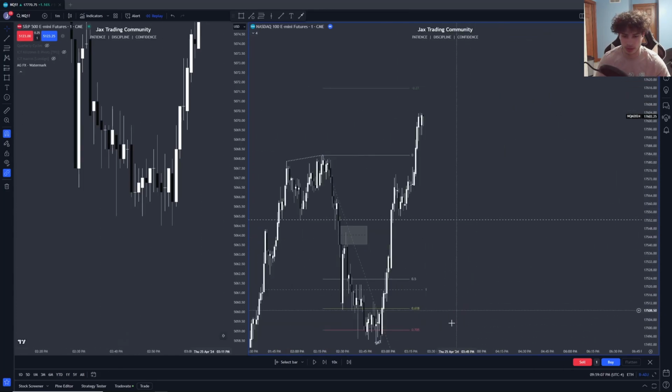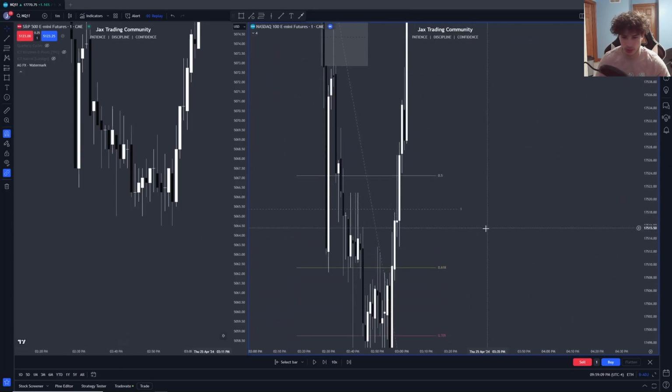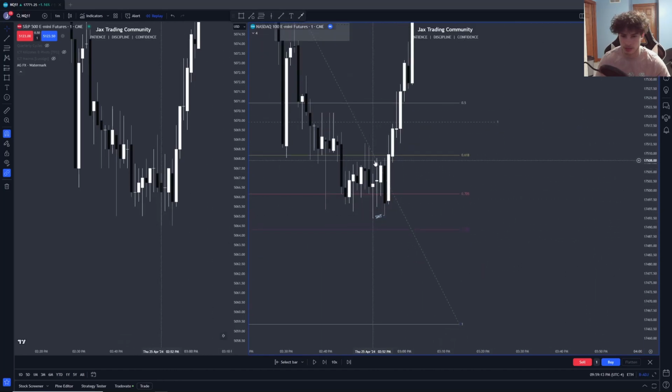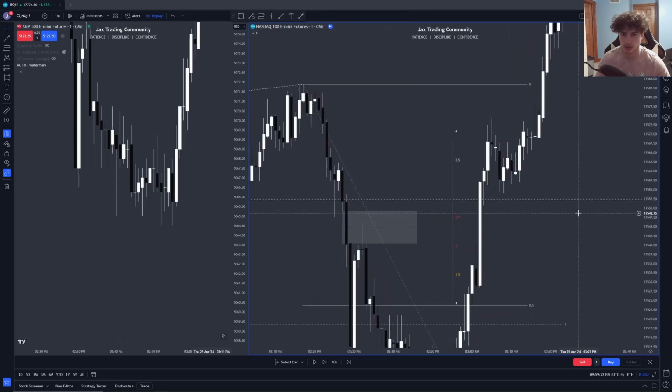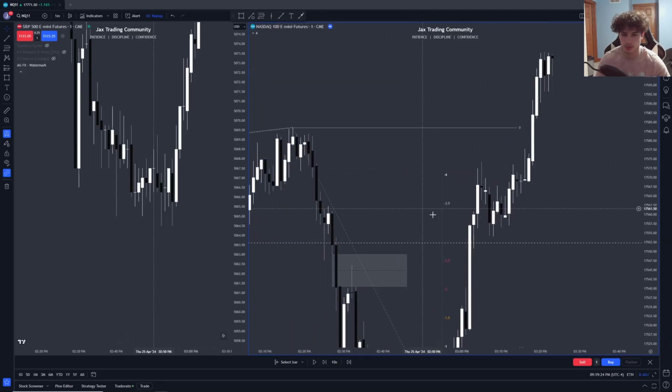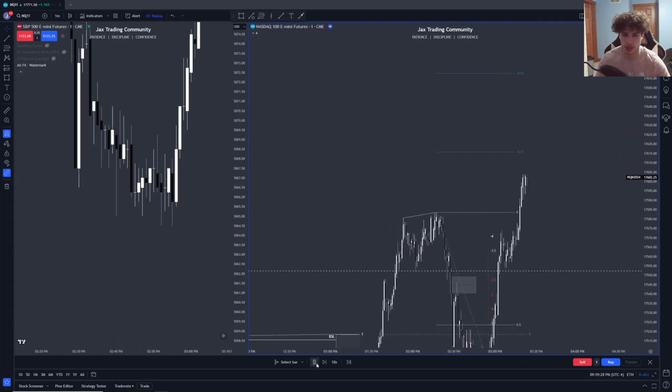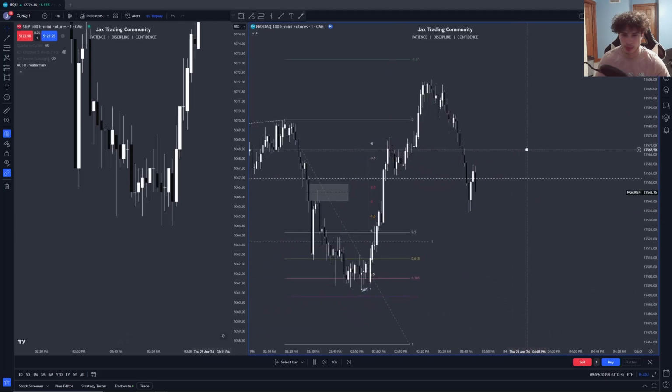Now that we've hit target here, we also do have this manipulation leg right here. Even though it did not take this out, it's a strong candle push down. This can still be considered manipulation. So I'm going to draw this out, SD. This lines up to here. We kind of slowed down a little bit. Well, let's see what keeps going on here.